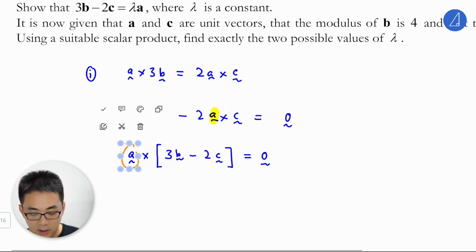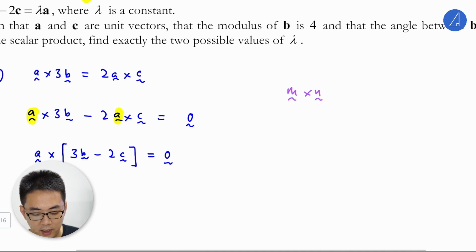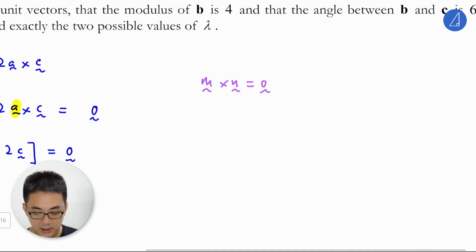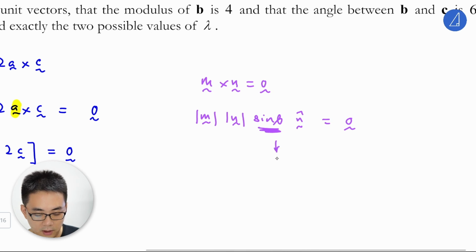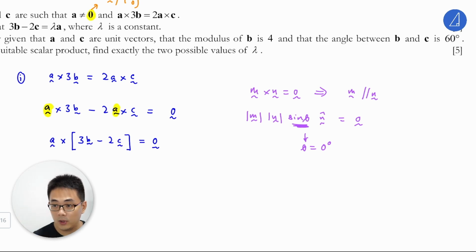Okay, so I repeat. If I have M cross with N equals 0, what I can tell is that this is mod M mod N sine theta times a unit vector, equals 0. Now it means that sine theta has to be 0, so theta is 0 degrees. In other words, this tells you that M is parallel to N.